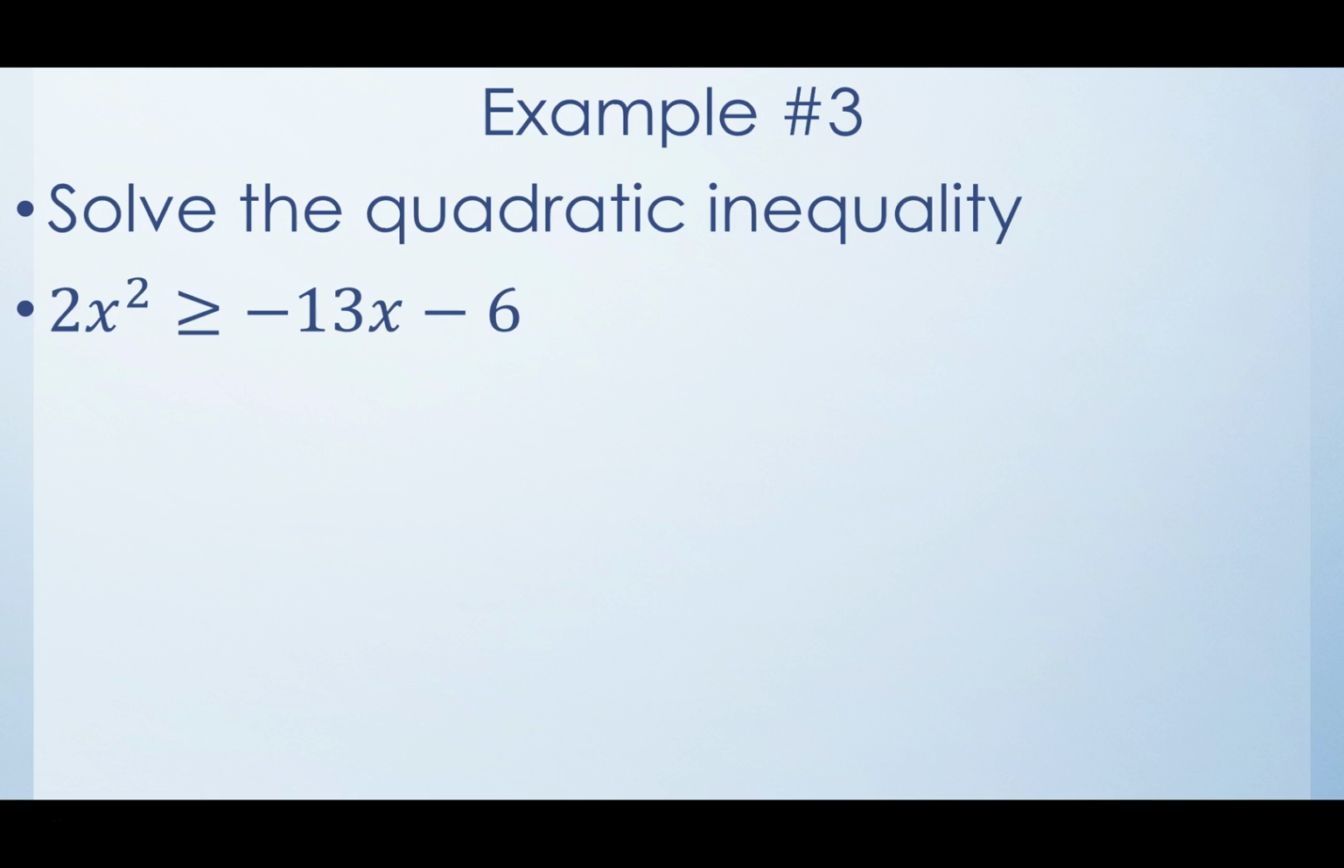Alright, so we have 2x squared greater than or equal to negative 13x minus 6. So, 2x squared plus 13x plus 6 equals 0. I'm just going to skip ahead for how this actually factors out, given that the idea of this video is not to review factoring quadratics, but to talk about how to solve quadratic inequalities. So we'll find this will factor out to be 2x plus 1 and x plus 6.